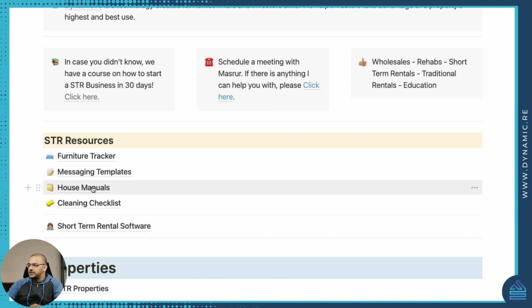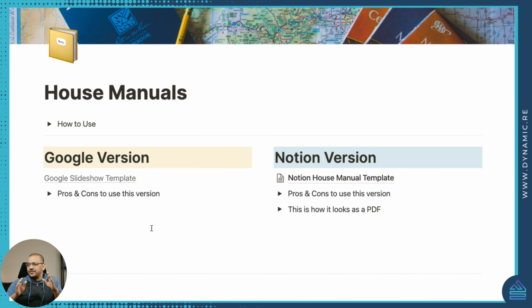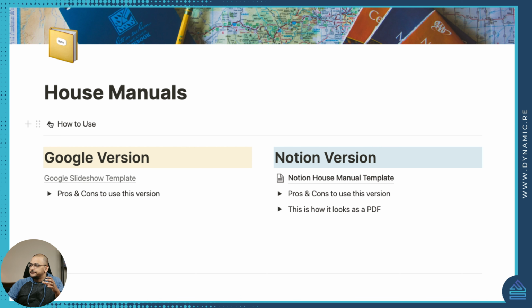Next, we got house manuals. Going into house manuals, I have two separate versions of house manuals, and there's a couple different softwares that do house manuals as well. I just wanted to provide you guys with two different versions of house manuals. How you can use them is really just duplicate each one. So you can go through the Google slideshow template or the Notion version, and there's pros and cons.